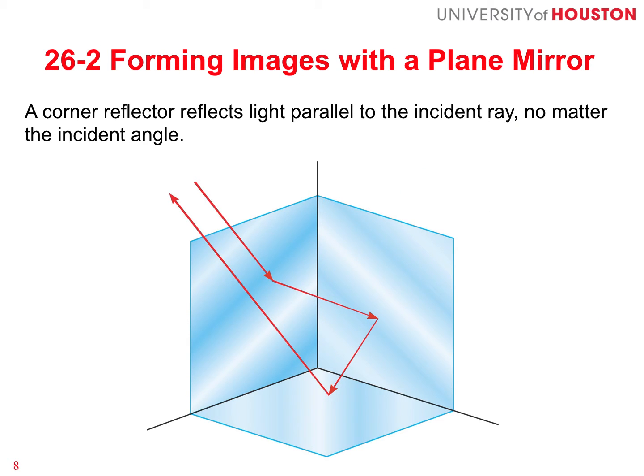Another interesting property regarding plane mirrors is if we arrange them in a corner as shown, a light that is incident and it gets reflected several times to make a reflected ray, that reflected ray will be parallel to the incident ray no matter what the incident angle is upon the first reflection.